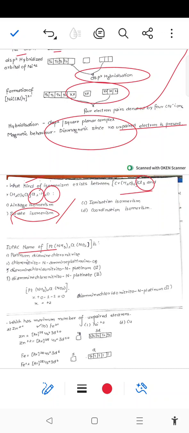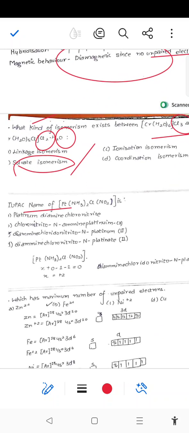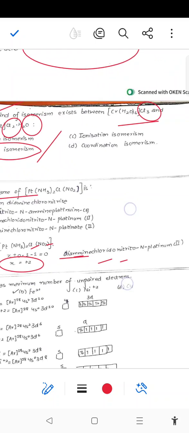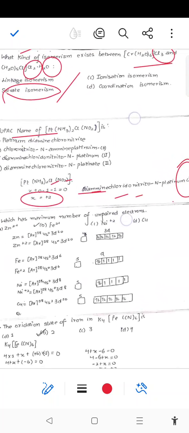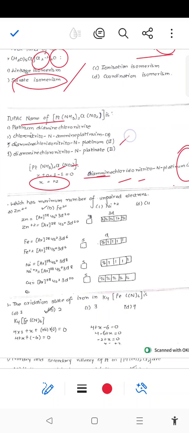Next, in the case of [Pt(NH3)2Cl(NO2)], what is the right name? So first we have to find the oxidation state. As we consider platinum as X, NH3 ammonia is a neutral ligand having 0 valency, Cl is 1 negative, NO2 is 1 negative, that will give X equal to +2. So the name is diamminechloridonitrito-N-platinum(II), that is the oxidation state 2. So the right answer is option C.